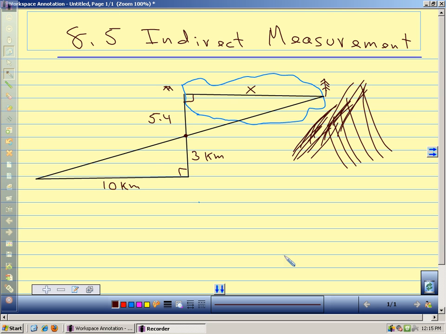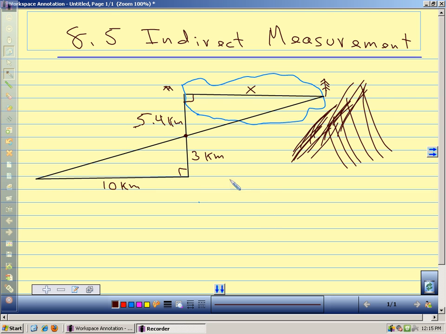All right, listen up. Let's finish this problem. So you look on your odometer and you measure these distances and you tell your friend, now I can tell you how far it is across the lake. And your friend still doesn't believe you.